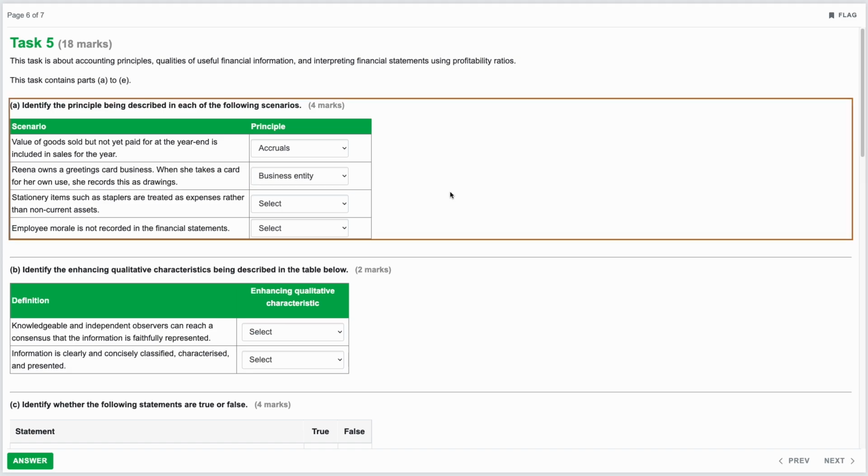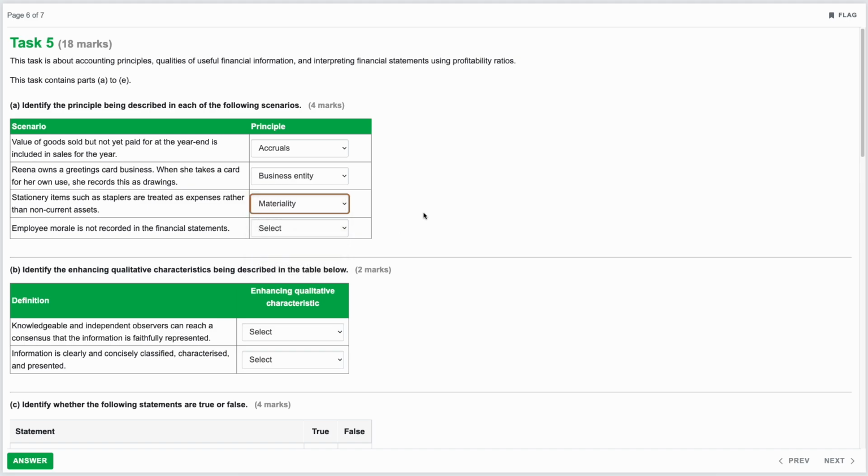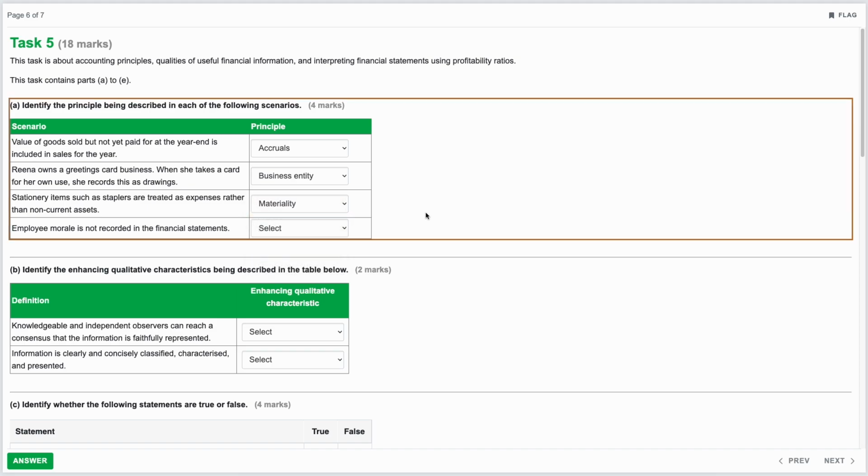Stationary items such as staplers are treated as expenses rather than non-current assets. So that would be, from these options, the materiality concept. So obviously a stationary item such as a stapler is low value. So although in theory the business does own it, it's not going to generate them any money. And what are you going to do as a business? It's pretty hard to depreciate a stapler over its useful life. You'd be depreciating it at about 10 pence per year. It's just ridiculous. You would never do that. So it would go as an expense in the business's accounts. So that would be materiality.